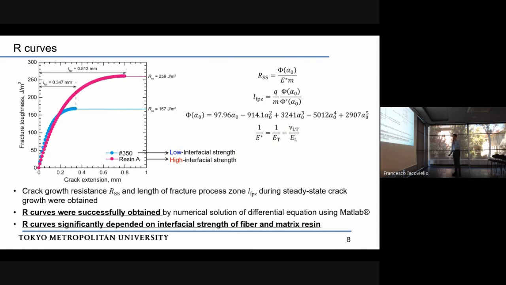Based on the crack growth, we can obtain the R curves. Red one has a high interface strength, and blue one is a low interface strength. As you can see, with high interfacial strength matrix resin, we can obtain the high fracture toughness, and we have a larger fracture process zone. And this is important.